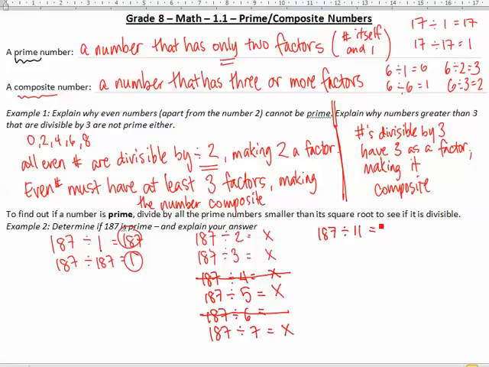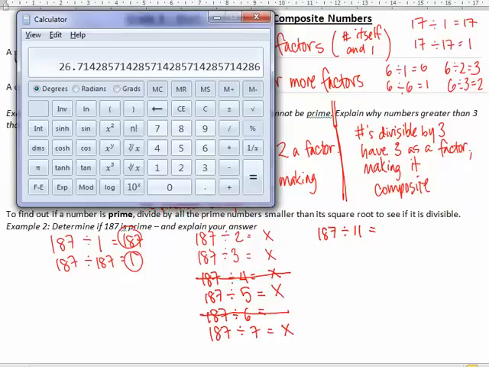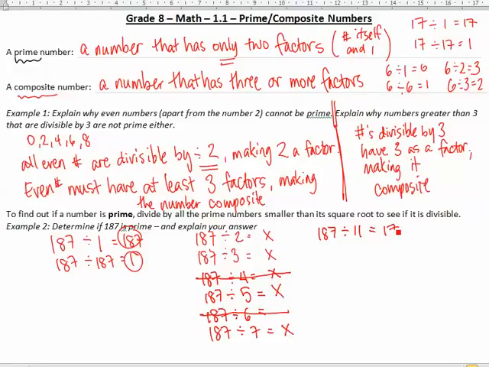187 divided by 11. Oh, and we see that the answer is 17. Now, what does that tell us? That means that 11 can go into 187 17 times. Or, if we say 187 divided into 11 groups, there'd be 17 people in each group. So now we know that 11 is a factor. If 11 is a factor, its partner must also be a factor. So 11 and 17 are both factors of 187.